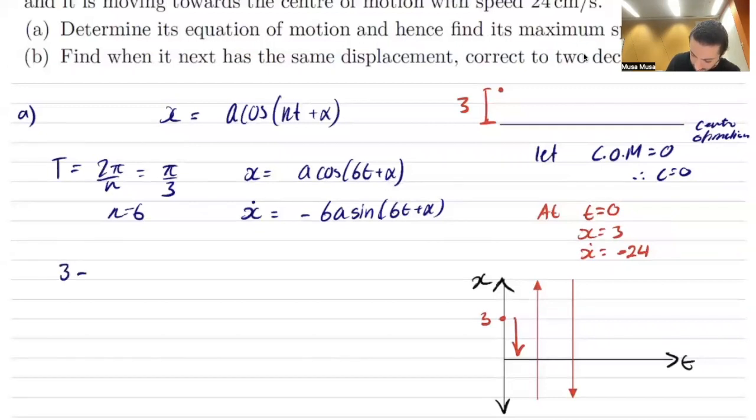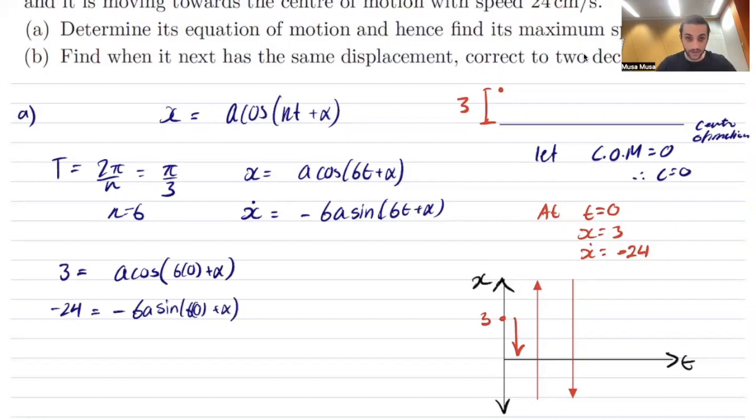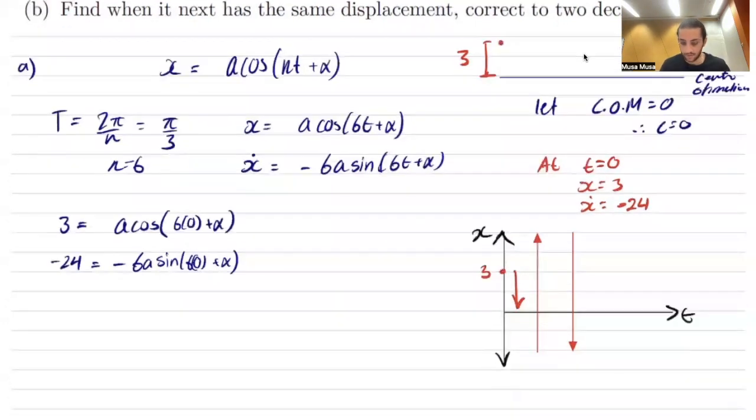Lovely. So now let's just sub this in. At t equals 0, x equals 3. So 3 equals a cos of 6 times 0 plus alpha. And then we get another one, which is negative 24 equals negative 6a sine of 6 times 0 plus alpha. Okay, so let's just see how this works. What do we get here? 3 equals a cos alpha. And then here, if we divide by that, we get 4 equals a sine alpha.